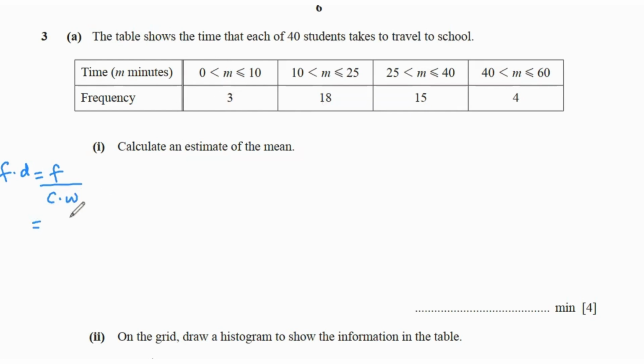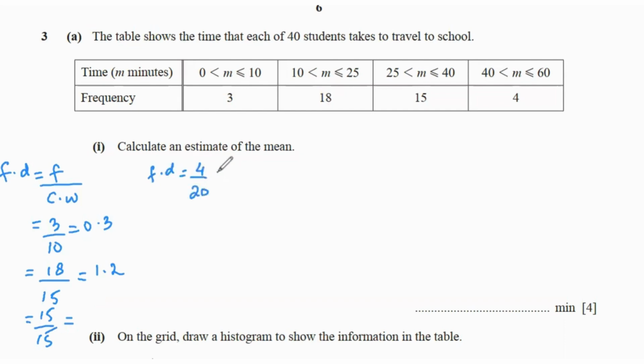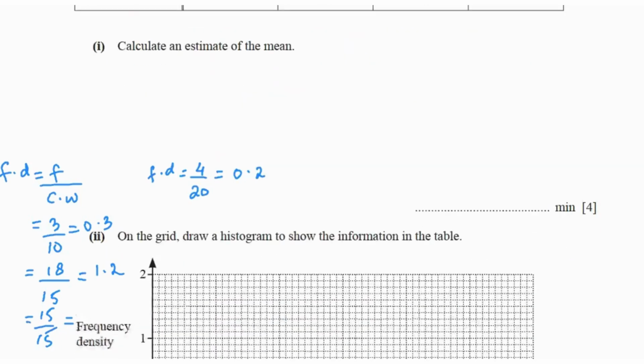So for the first category, it's going to be 3 over 10, which is 0.3. Then for the second category, it's going to be 18 over 15, which is going to give us 1.2. Then it's 15 over 15, which is 1. And lastly, it's 4 over 20, which is 0.2. So these are our frequency density values.